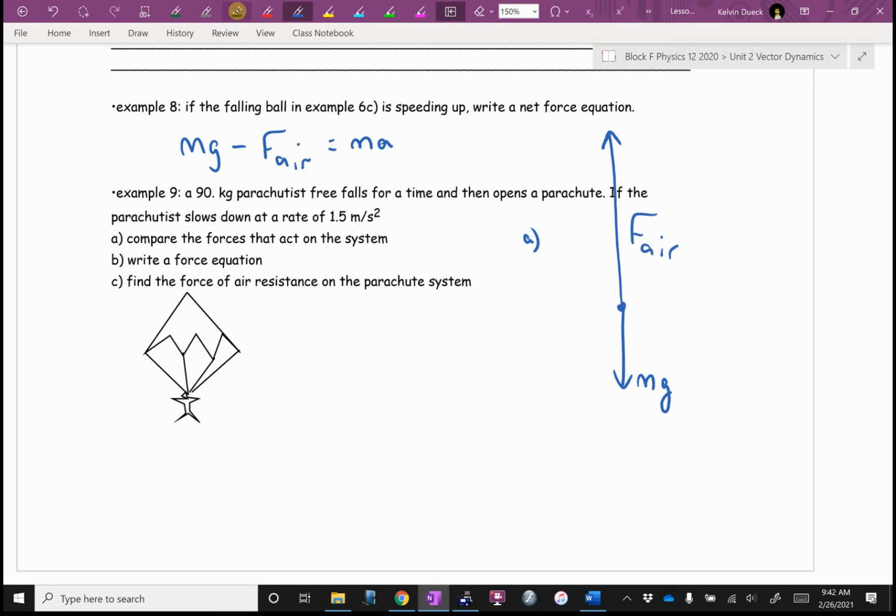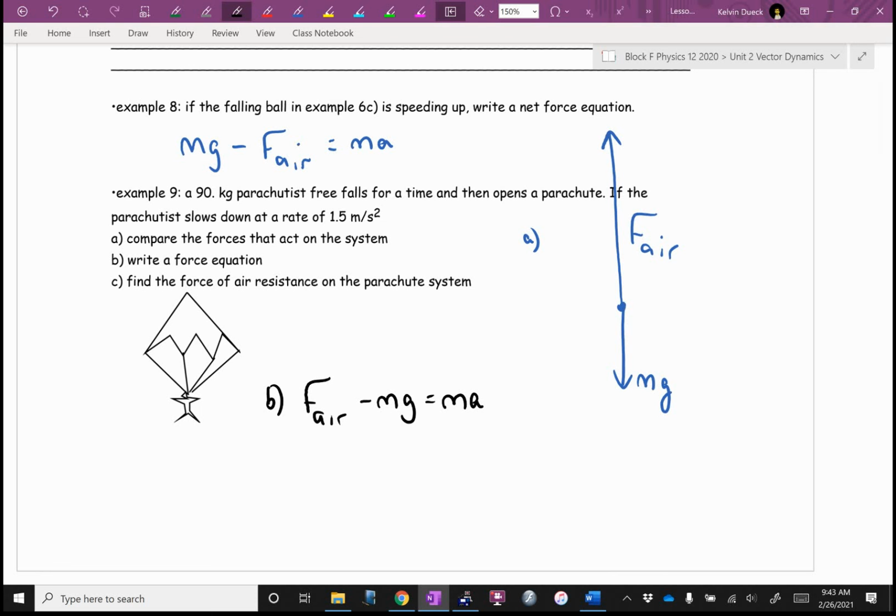Write a force equation. Okay, Austin, who's winning? Who's losing? Equals? If we were speeding up, it would be mg minus F air equals ma. But we're slowing down. That's what the parachute did.